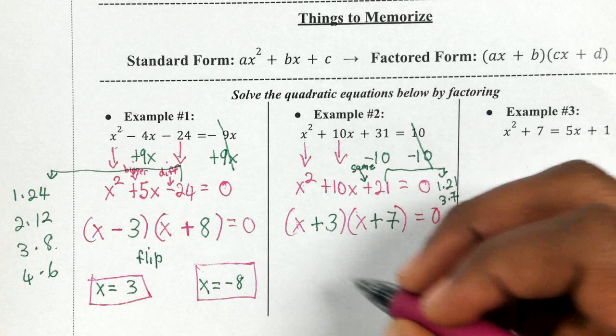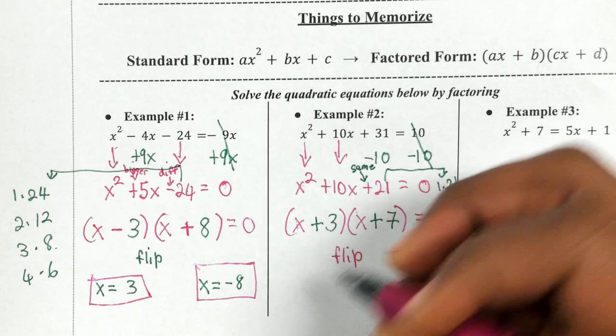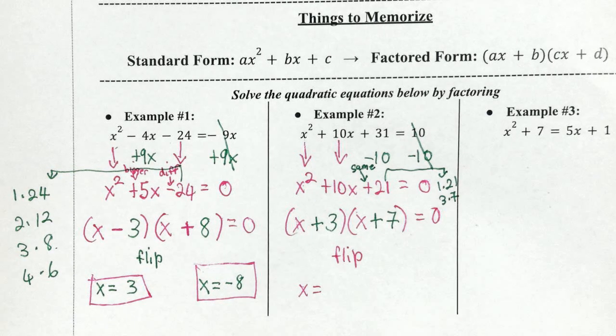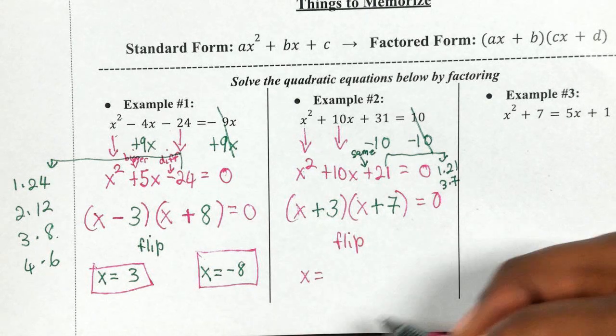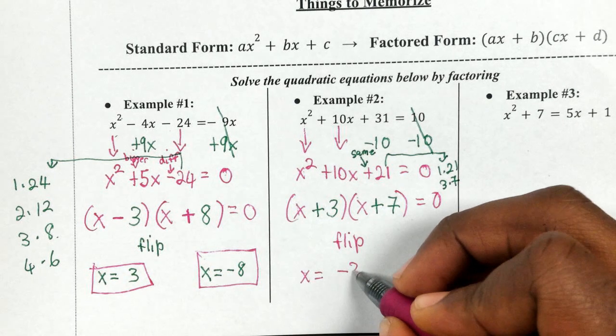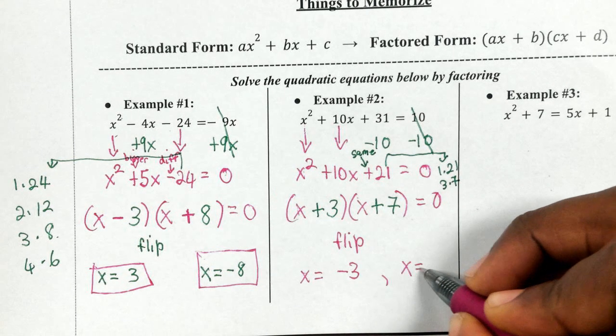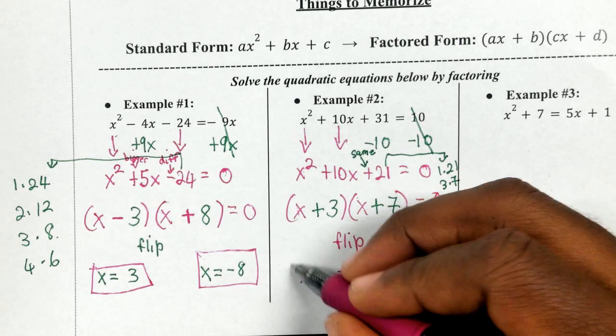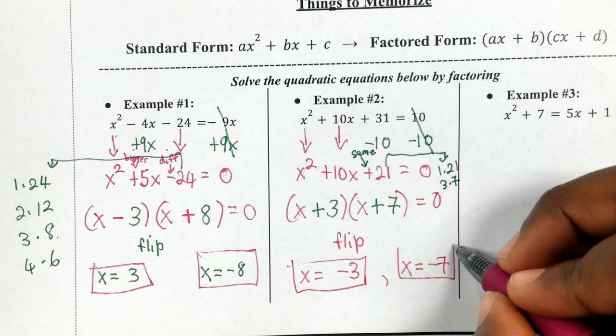So now we're going to flip the signs to get our values of x, because again, these are not my values of x. So my 2 values of x will be negative 3, and my other value would be negative 7. So again, guys, just like that.